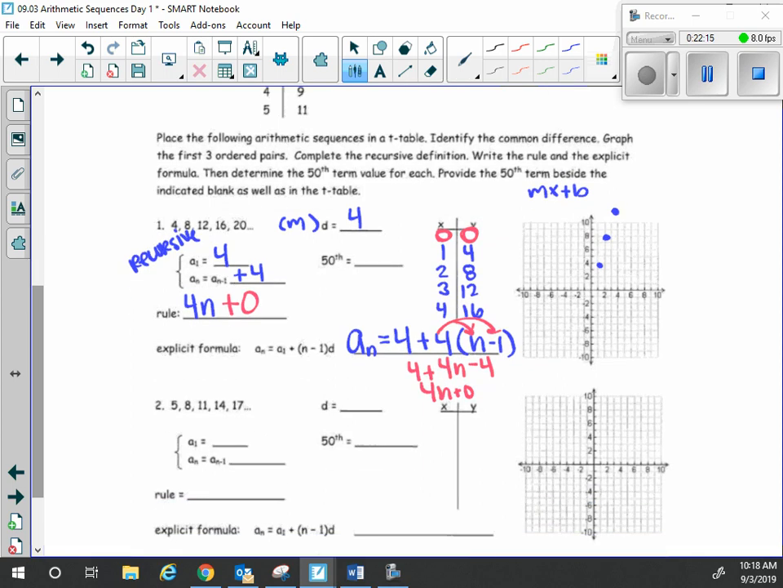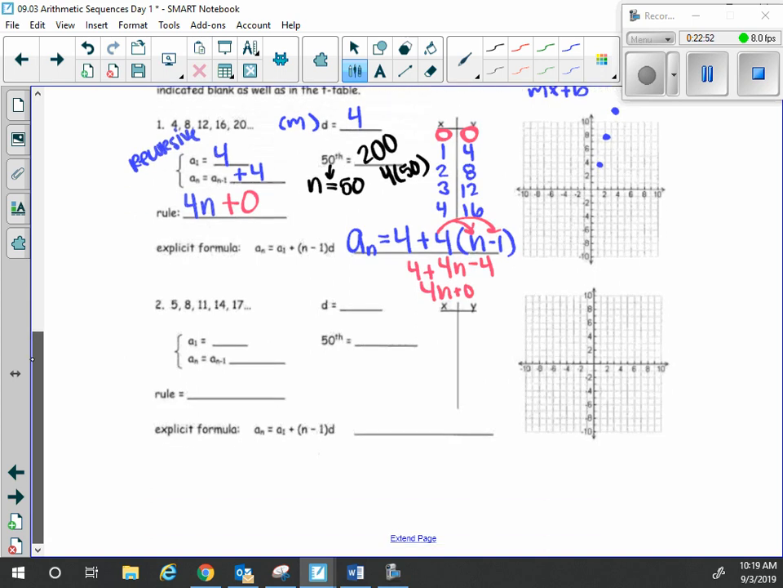So if I wanted to find the 50th term, what would be 50? When we're talking about sequences, what becomes 50? Your position is 50. So what's 50? N. So 4 times 50 is 200. So my 50th term is 200.